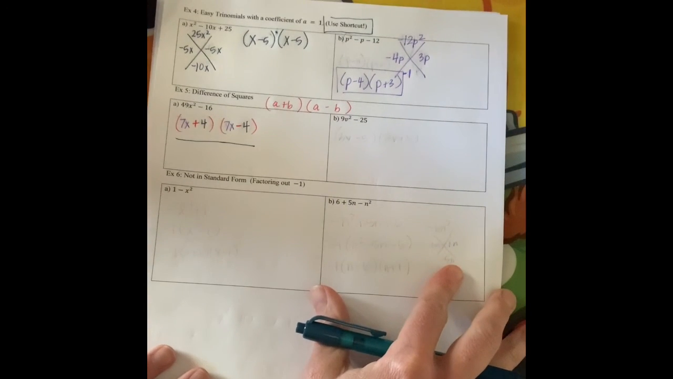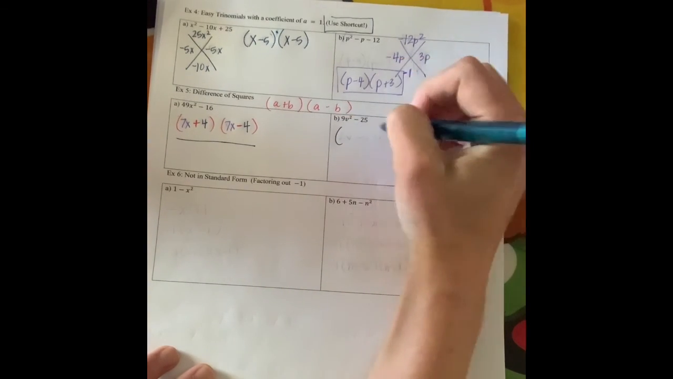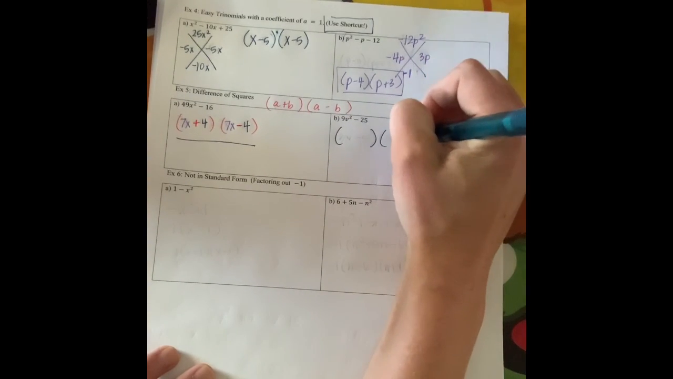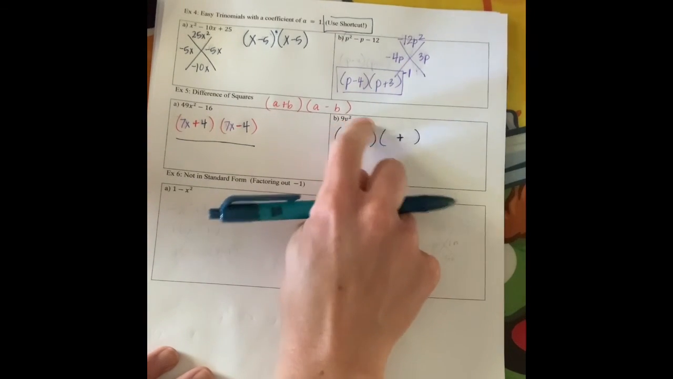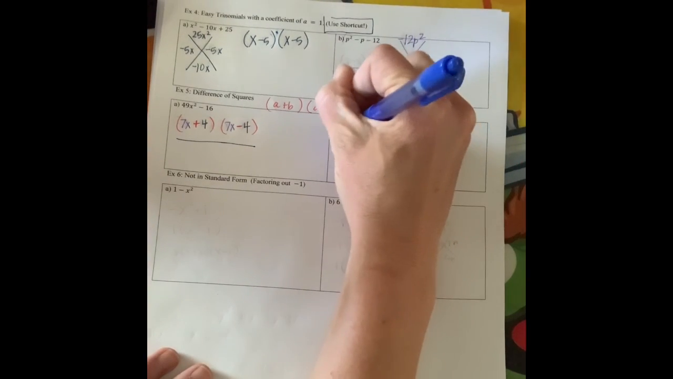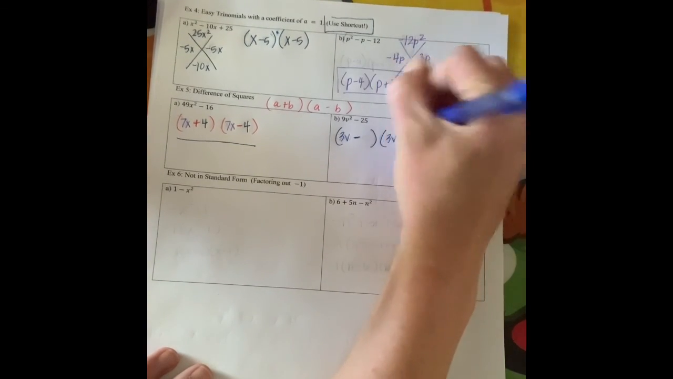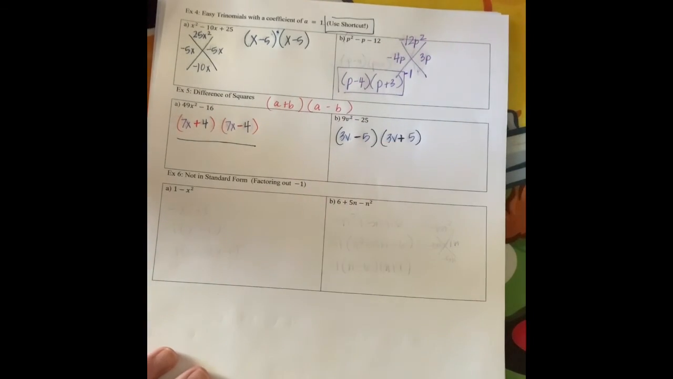9v squared and 25, both are perfect squares, no GCF, so I know it comes from two binomials, opposite signs, and then I just have to think about what's the square root of each of these. So 9v squared comes from 3v, and 25 comes from 5. So it's 3v minus 5 and 3v plus 5.